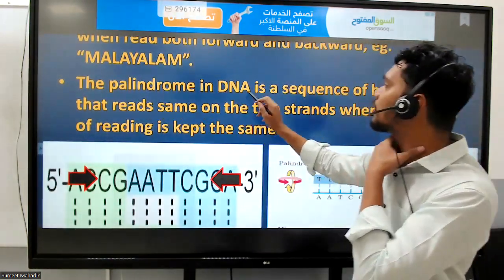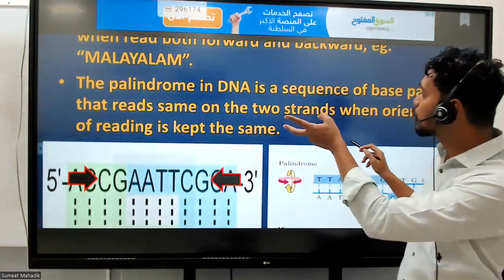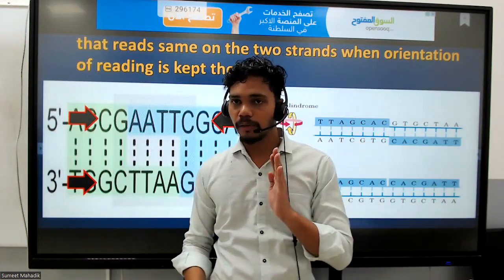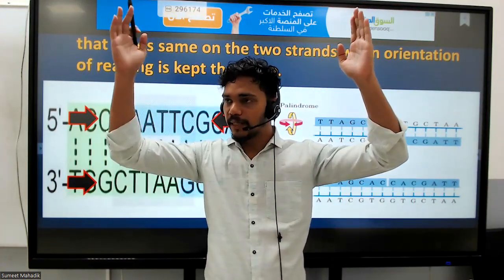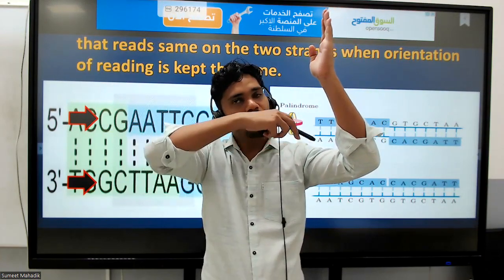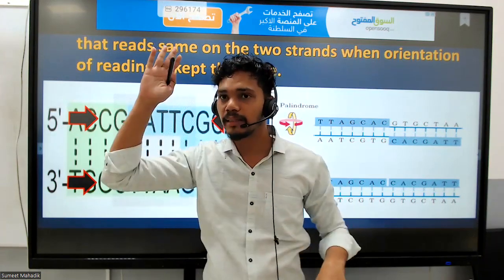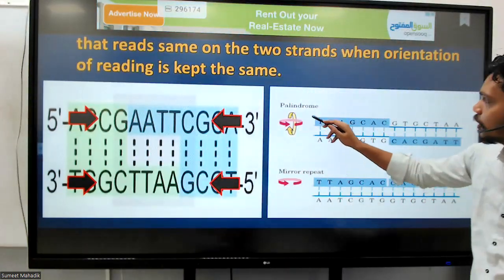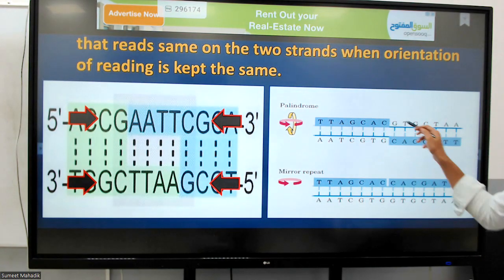A palindrome in DNA is a sequence of base pairs that reads the same on the two strands when oriented in the reading direction. DNA is two-stranded. One strand is up, one strand is here. So messenger RNA will read this one. Can I say this one strand is complementary to the next strand? That's why it's called a palindromic sequence. Can you see that palindrome? If you're reading from here or there, the same sequence is obtained.